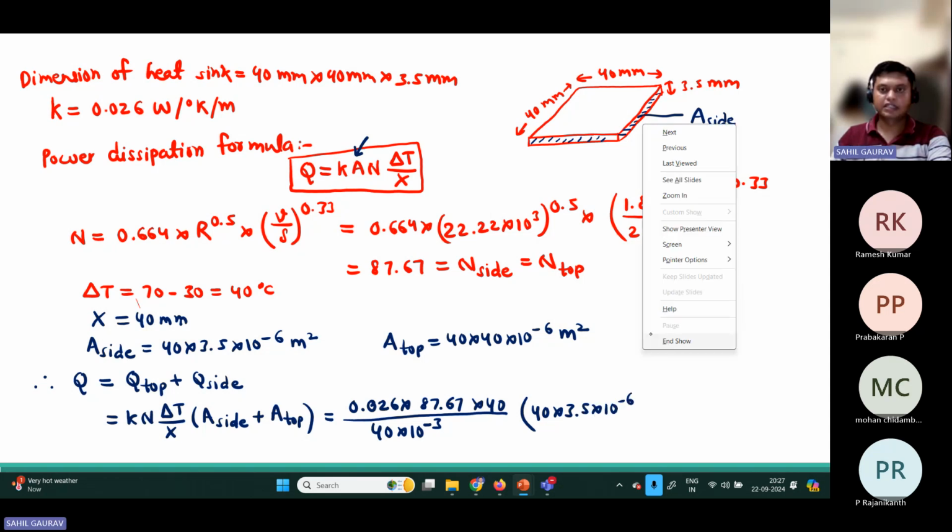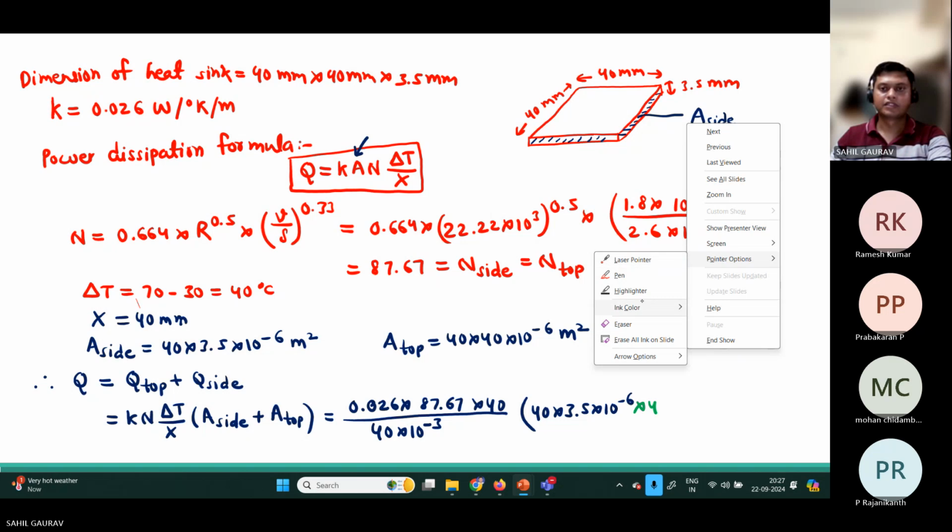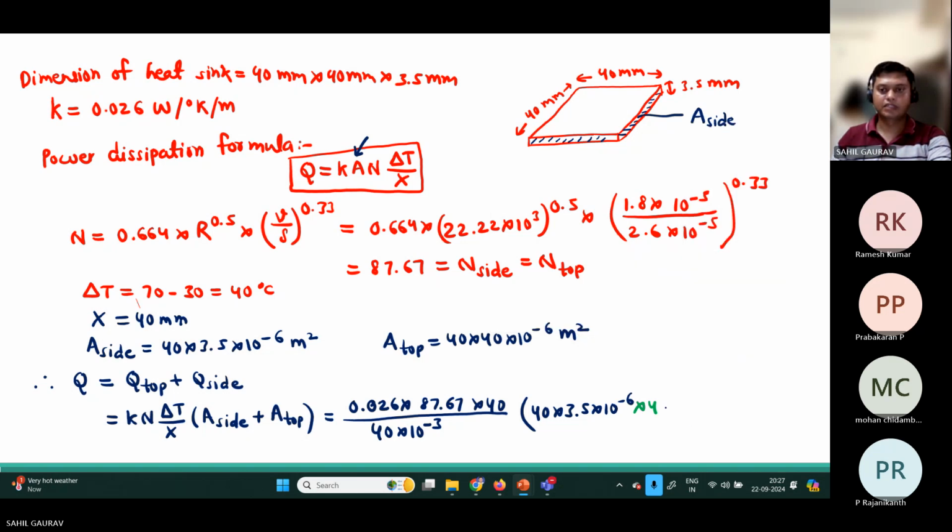And one important thing here is that you have to multiply by 4 because there are 4 sides. Plus the top area, which will be 40 into 40 into 10 to the power minus 6. So if you do the simplification, you will get 4.923 watt. So the correct answer is 4.923 watt.